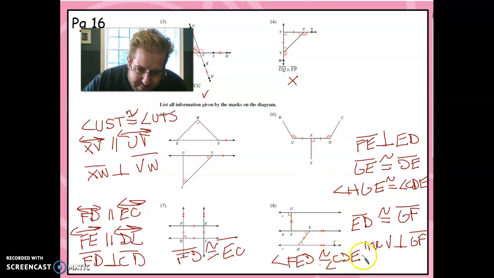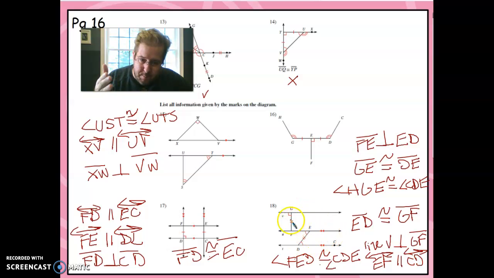And I got one last thing to fit in here somewhere, and that would be that line EF is parallel to line CD. All right, so four things in here. We got congruent angles, congruent sides, perpendicular segments, well, segment to a line, and then we've got parallel lines. So a lot going on in that question.